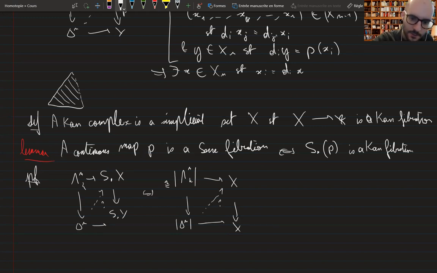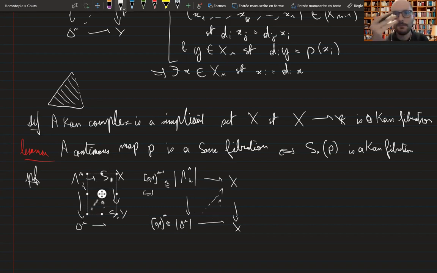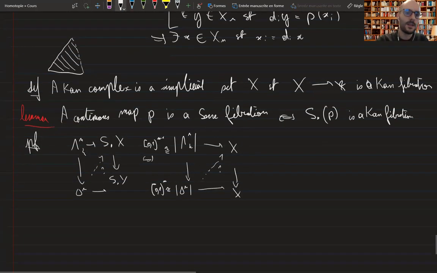But here, this is homeomorphic to [0,1]^(n-1). And here, this is homeomorphic to [0,1]^n. So if you can find the lift every time here, then you can find the lift every time here, essentially. So if this one is a Serre fibration, this one is a Kan fibration.